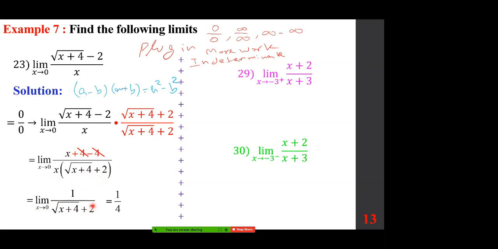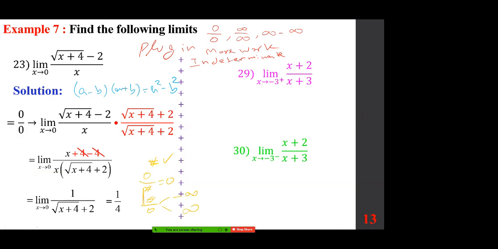Now, how do we approach 29 and 30? Okay, I want to make sure we understand that one, class. It's extremely important to see the easy way out. We plug in. When you plug in, class, if you end up with any number, you're fine. If you end up with 0 over a number, you're fine because it becomes 0. If you end up with number over 0, you have to figure out if it's negative or positive infinity.